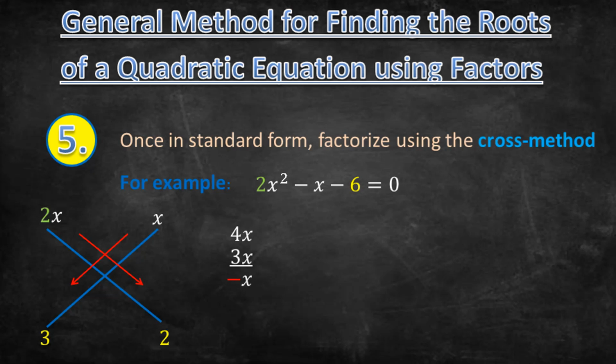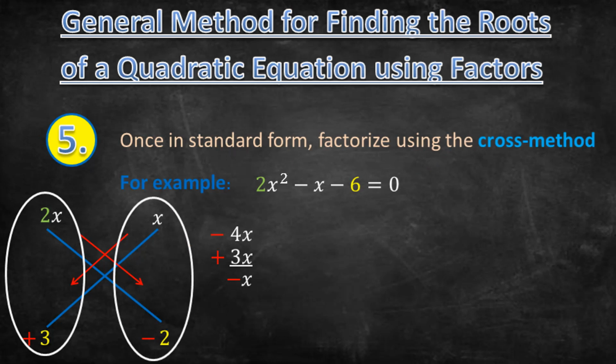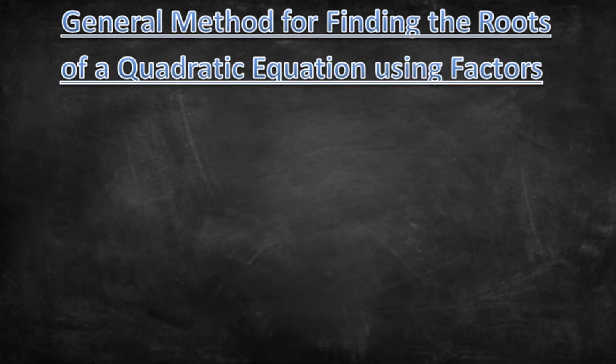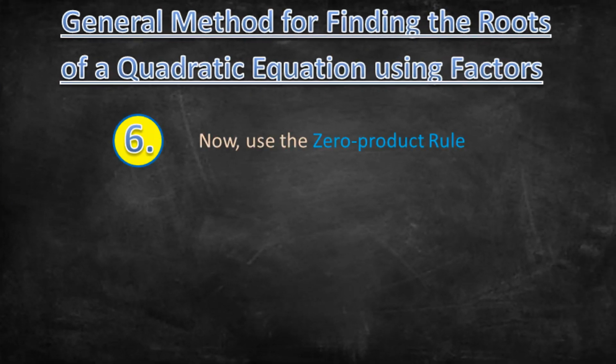We want a middle term of negative 1x. So the minus goes with a bigger number, in this case 4x, and the plus goes with a smaller number, in this case 3x. So we got 4x by multiplying 2x by 2, so the minus goes with a 2. And we got 3x by saying x times 3, so the plus goes with a 3. We now group together 2x and plus 3, and x and minus 2. Our final step is to use the zero product rule.